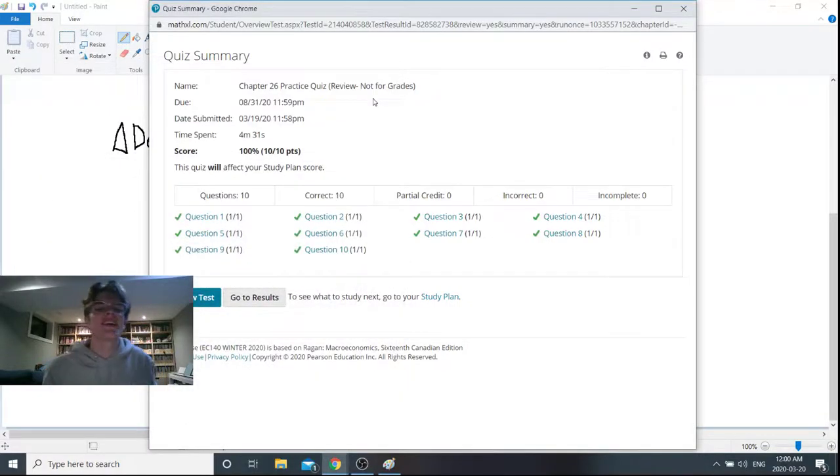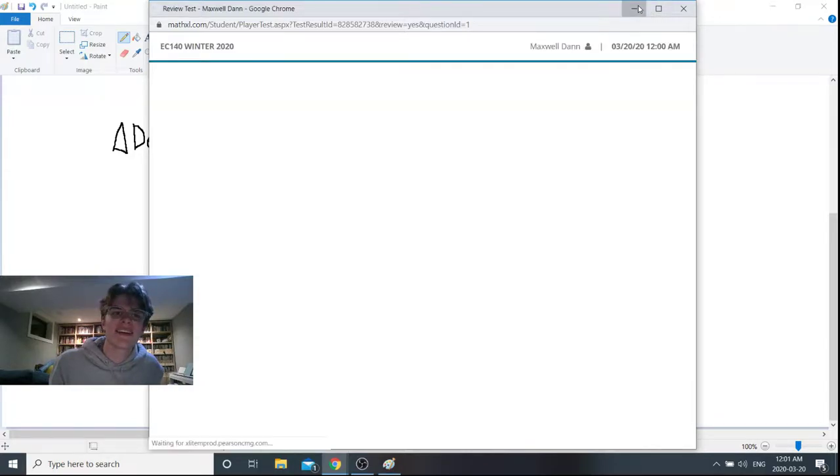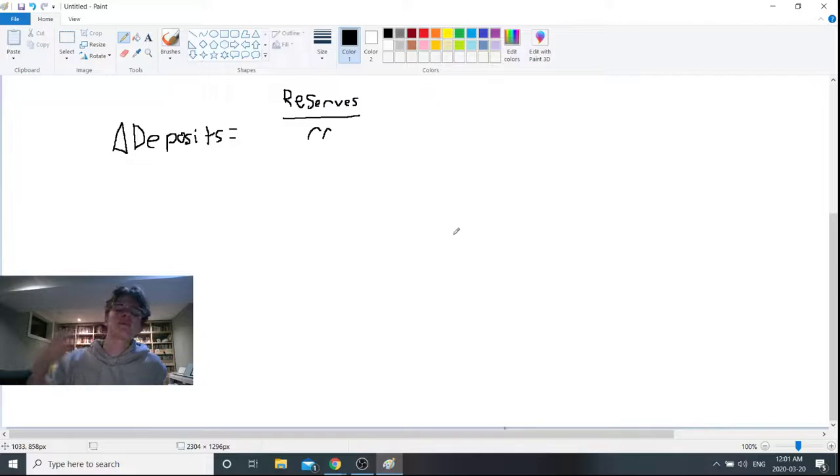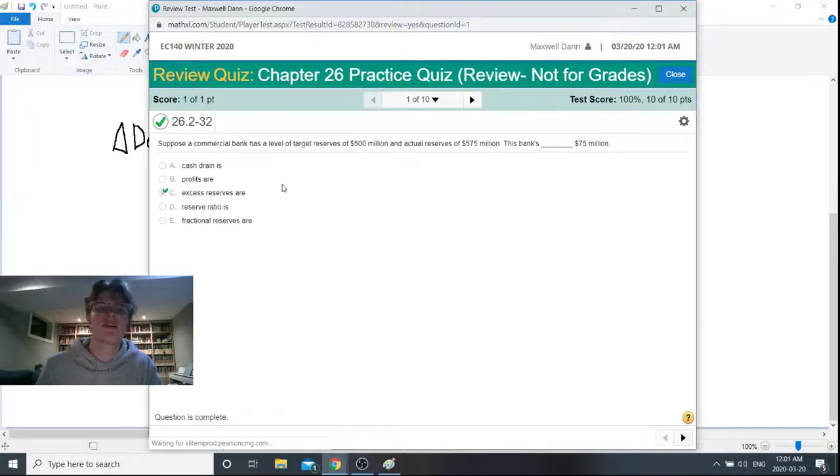So, this is chapter 26, part 2 of my review. Before I get too much into this, I said I'd find that formula, so I just googled it. The change in deposits is equal to your reserves over your reserve ratio. Remember how the money gets loaned out and comes back to the bank, and they put some of it in reserves, and then loan the rest out, and it just keeps cycling over and over again. Well, the total change in deposits is equal to the initial reserves divided by the reserve ratio, and that's going to come up in a question in a bit.